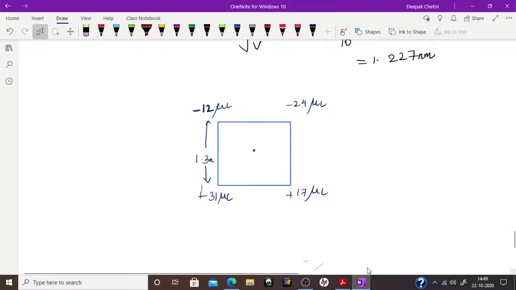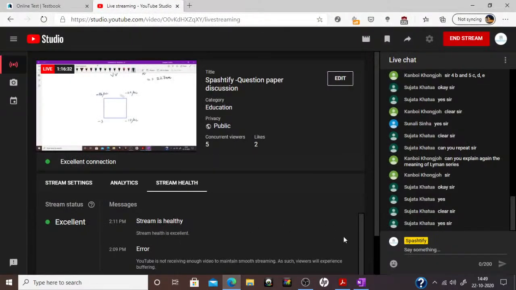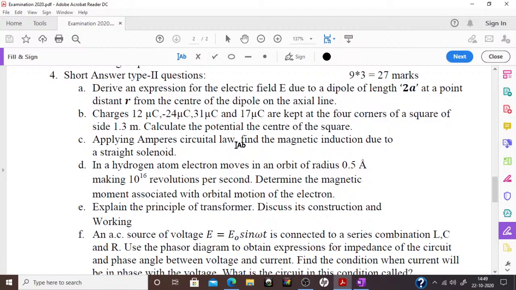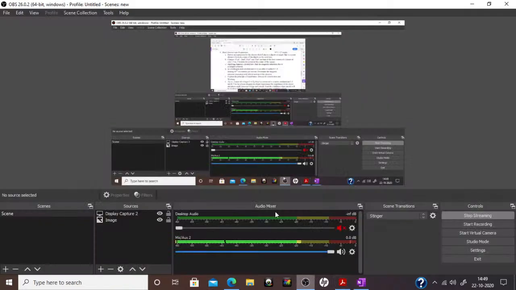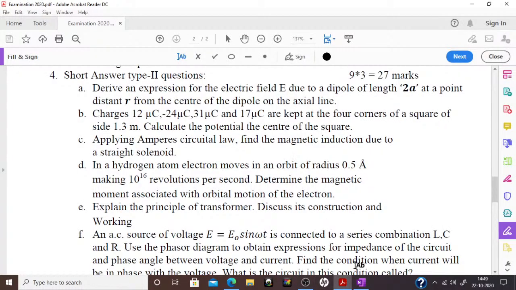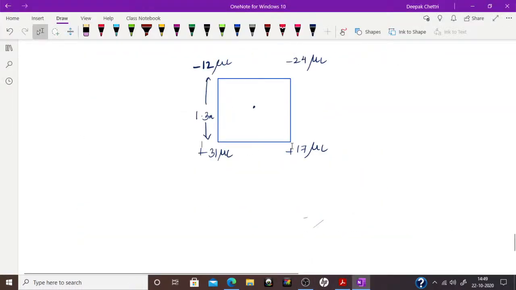So the question is, there are 4 charges at the corner, what will be the potential at the center of the square, right? And the side of the square is 1.3, so this is 1.3, okay. Now we need to know this. So if you want to find, let us say you have plus q here, the potential between these two, you have to know this distance, right?